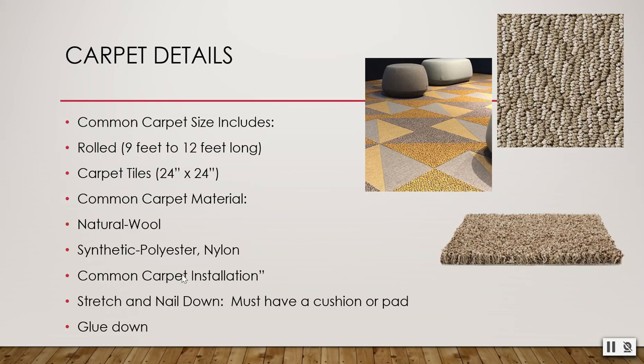Now, there are two different kinds of installation. You have a stretch and nail down. That's your common type of taking a big roll, a 9-foot roll, and you stretch it over the flooring and you nail it down. And you must have a cushion under it. And then the second type is a glue down. And that's what we use mainly for carpet tiles. So when you take those 9 to 12-foot rolls of carpet and you roll it out, you have to make sure there's a padding underneath, and they have those little tack strips.